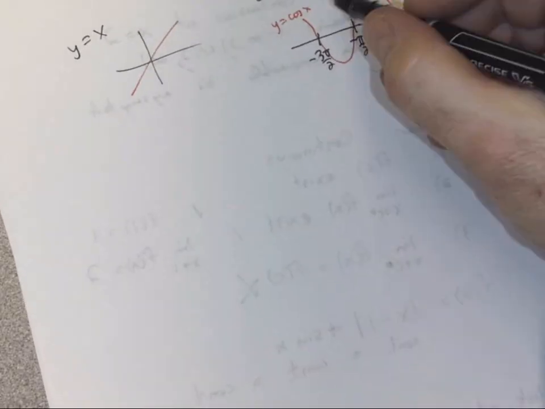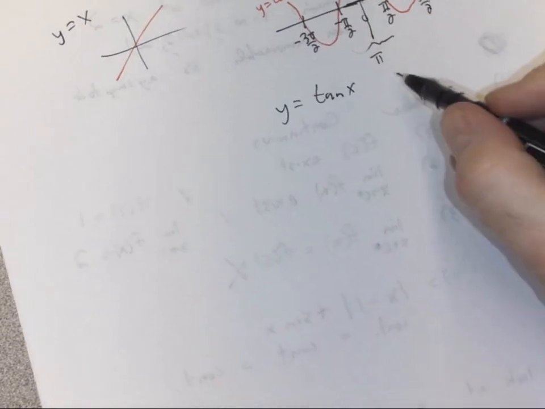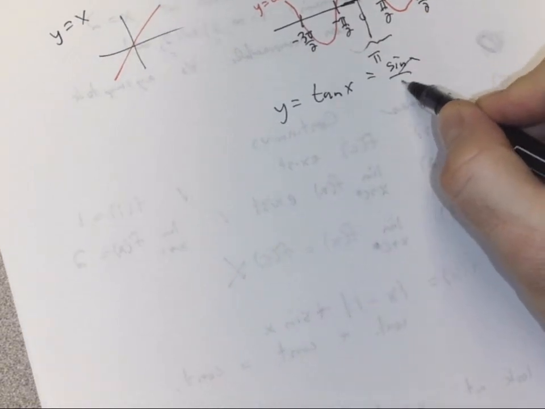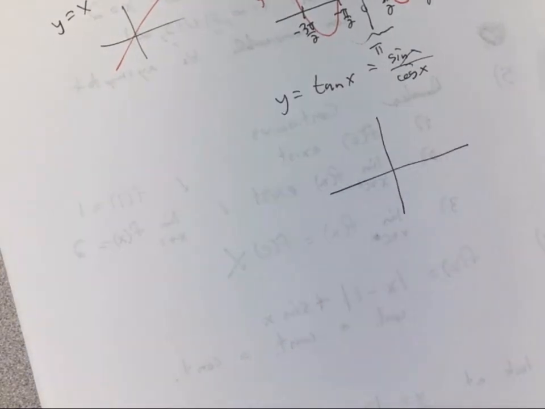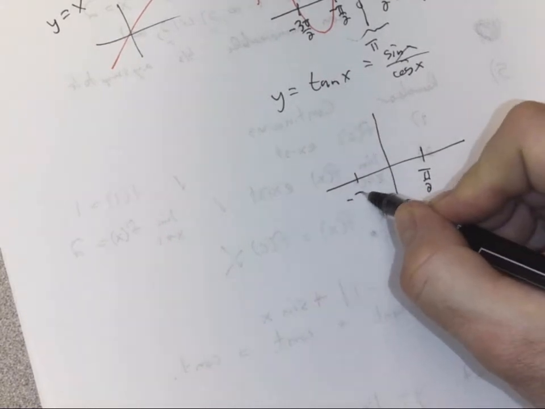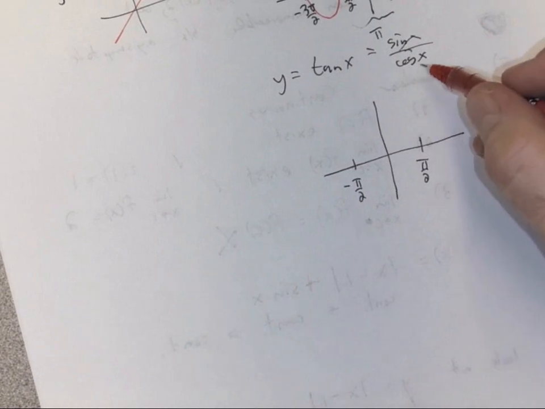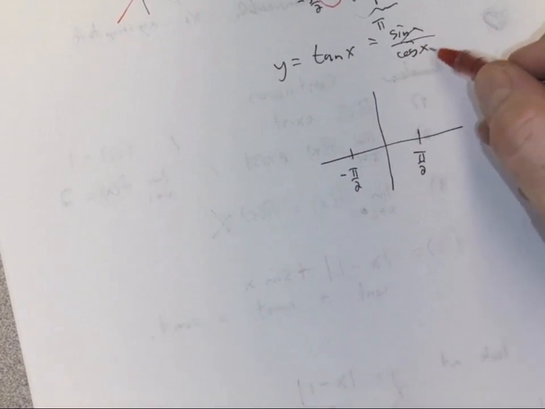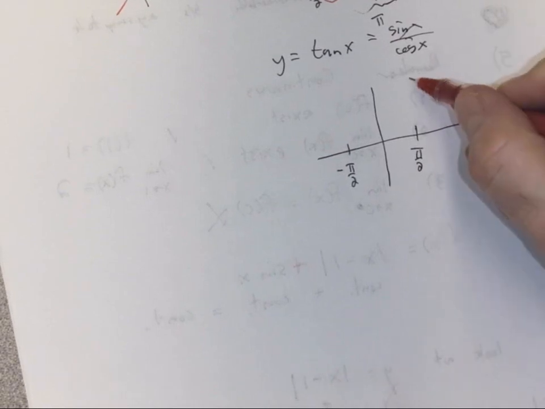All right, so back to y equals the tangent of x. Well, this is equal to the sine of x over the cosine of x. So I know that this function is going to be undefined when the cosine is equal to 0. So at pi over 2, it's not defined, and at minus pi over 2, it's also not defined. So remember, does this cosine cancel? If it doesn't cancel, what am I looking at? Am I looking at a hole or an asymptote? So we're going to have an asymptote here.